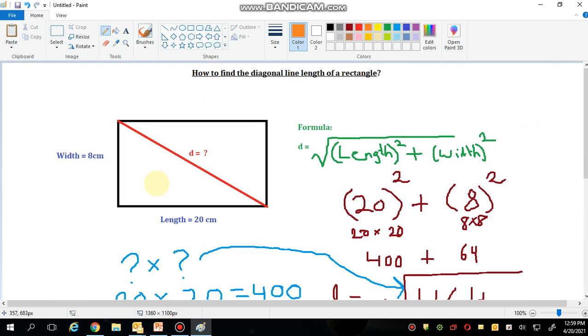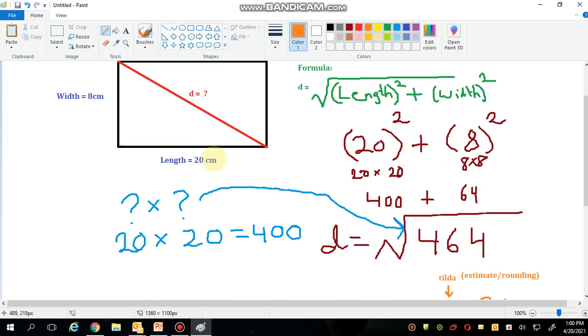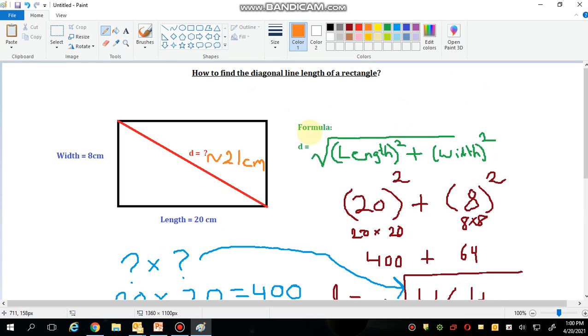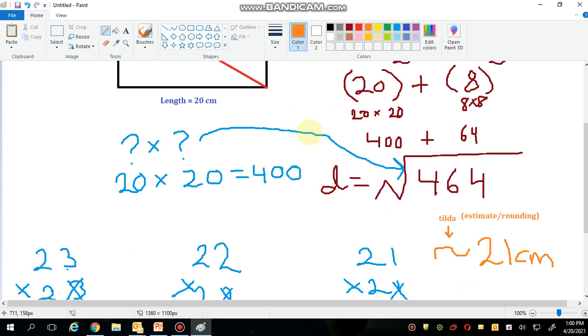So that is the answer I would put over here if I was asked to find a number as close as possible to the square root of 464. So the length of this line is about 21 centimeters. Okay? And yes, I can find the exact answer. I can go with decimals. I can keep trying until I get very close to 464. But you don't have to in this case. We just want to have an idea of how big this line is. In fact, if I do the square root of 464, I will get, let's see, 21.5. That's close enough. We got 21. That's good enough for this case, okay?